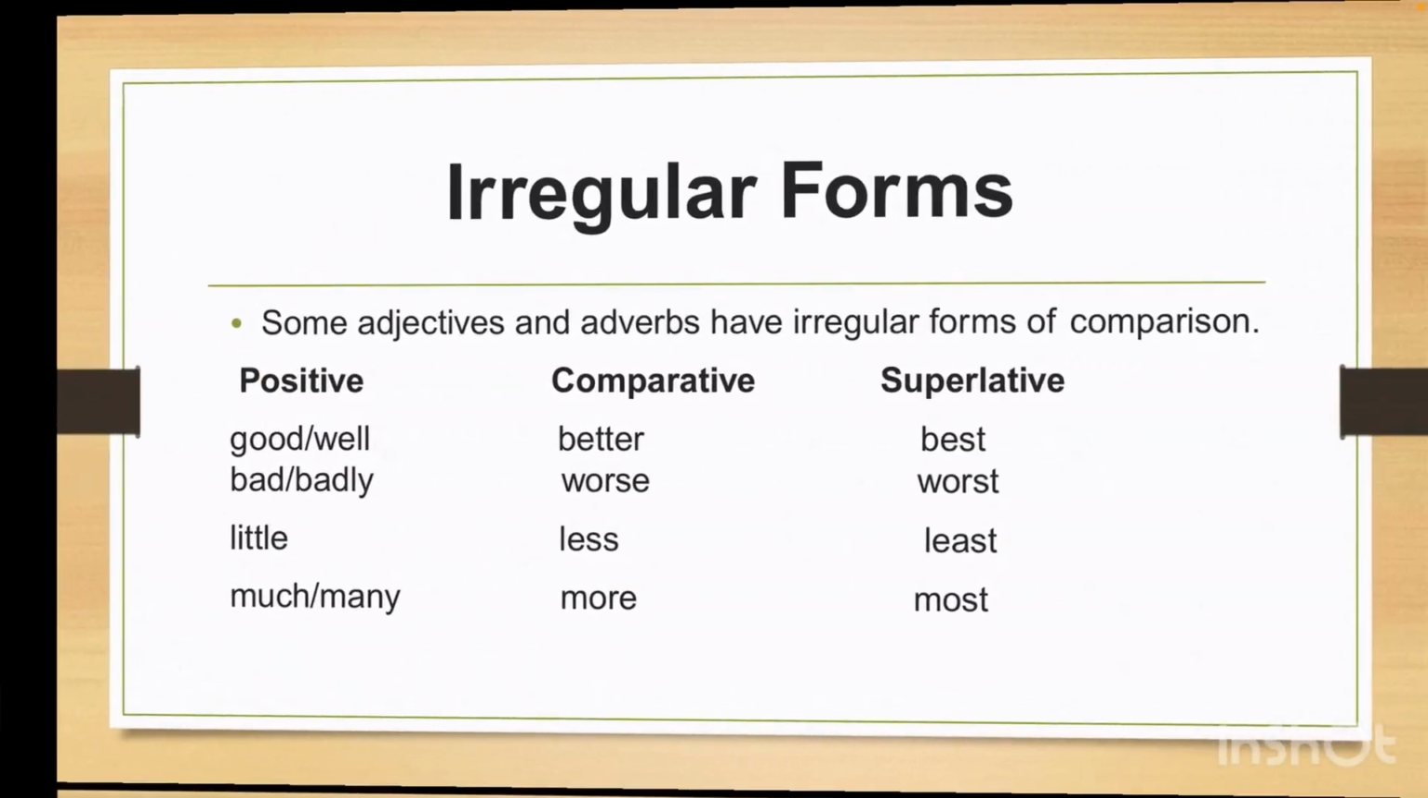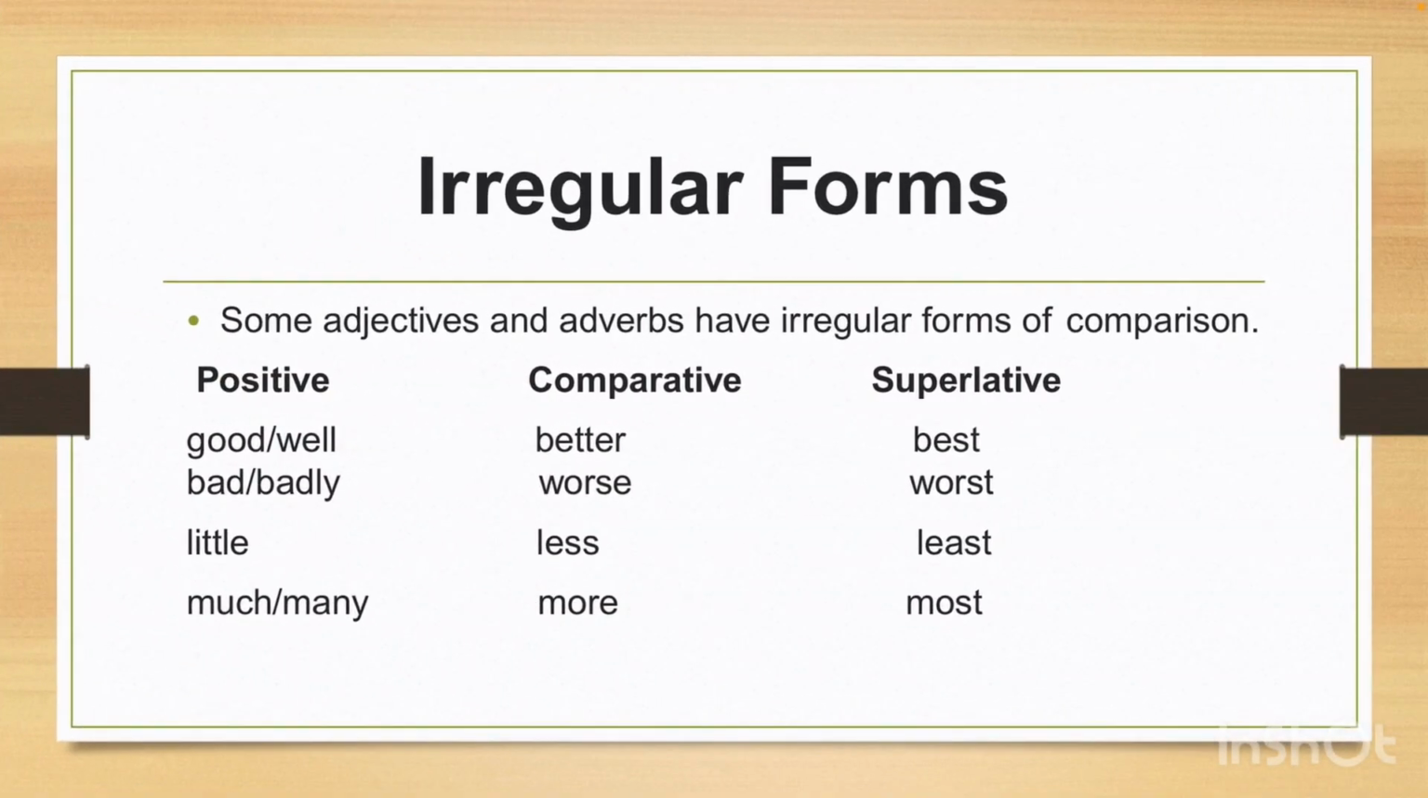Now, apart from that, we also have the irregular forms. These do not follow any of the mentioned rules. They are just on their own. You have to know them by heart. For example, good or well becomes better or best. There is nothing like good or goodest. Then bad, worse, worst. There is no badder, baddest. Little, less, least. Much or many, more, and most. These are irregular forms. You just have to know them by heart.